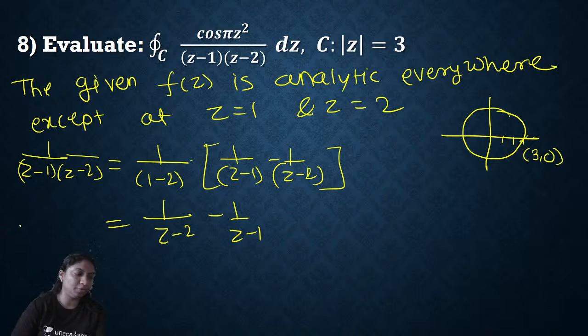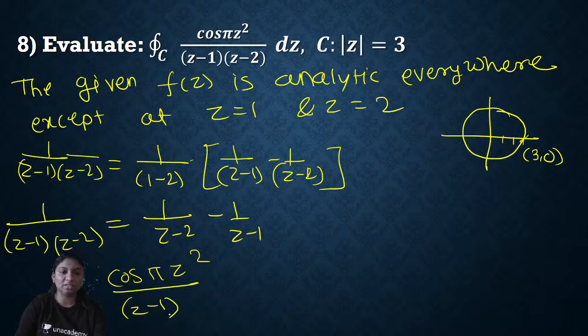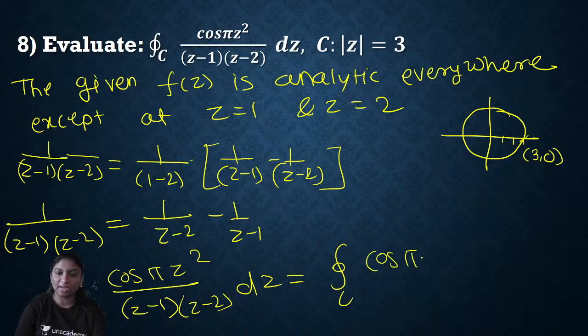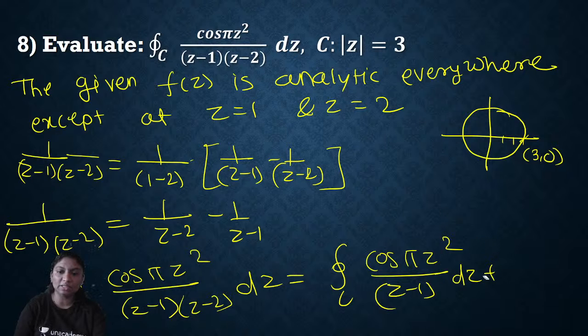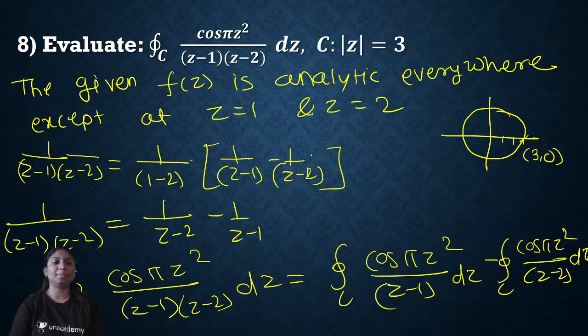So f of z is 1 upon (z minus 1)(z minus 2) is this. So your Cauchy's integral, we can write here integral of cos pi z square upon (z minus 1)(z minus 2) dz is equal to integral over C of cos pi z square upon z minus 1 dz, here separate this out, minus integral over C of cos pi z square upon z minus 2 dz. Okay, this becomes your integral over C of cos pi z square upon this.